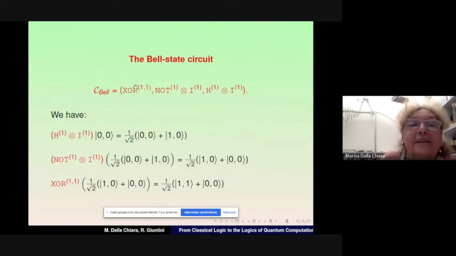So mathematically, clearly, the Bell circuit can be indicated in this way. It consists of the following gates. The gate XOR, defined on the space H2, C2 times C2. The gate NOT times identity, and this is again a gate of the space H2. And finally, the gate Hadamard times identity, and this is again a gate defined on the space H2. So if we apply this circuit to the input 00, we obtain what is expected. So we obtain just the Bell state. And this is the Bell state that you have already seen in the previous lecture.